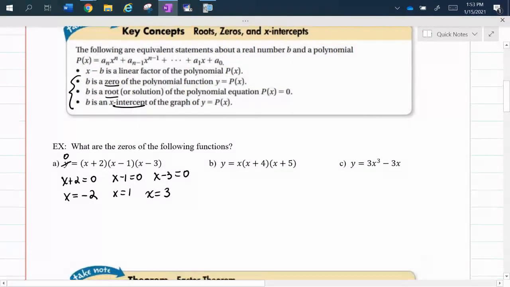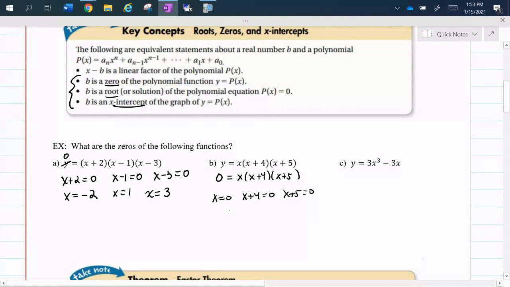So let's look at letter B. What are the zeros? If I want a 0, I'm going to set the y equal to 0, and I'm going to solve for x. So a 0, remember, we learned a while back that a 0 is an x-intercept. So when I'm finding a 0, I'm just finding the x when y is 0. So I'm going to set each factor equal to 0, and I'm going to solve for x. So I get 0, or negative 4, or negative 5.